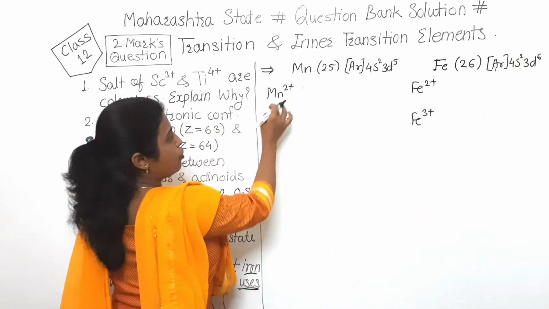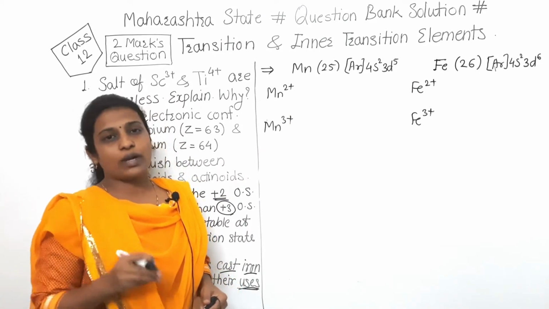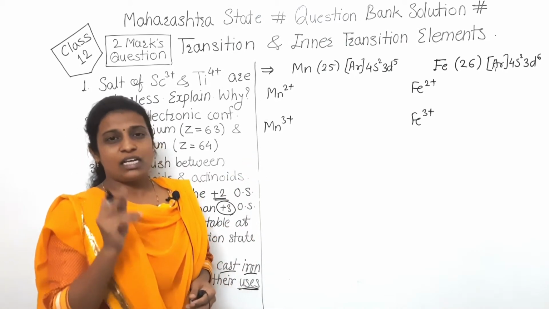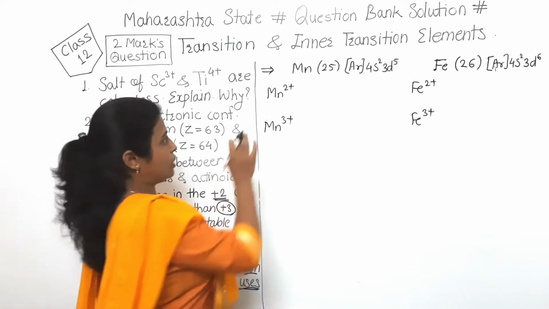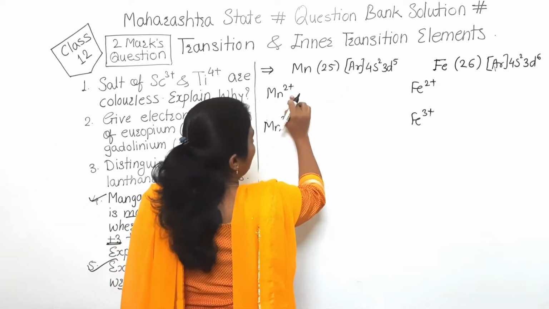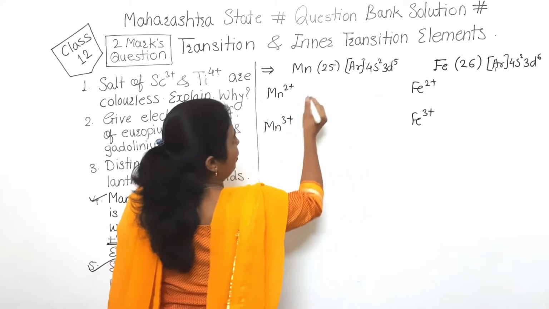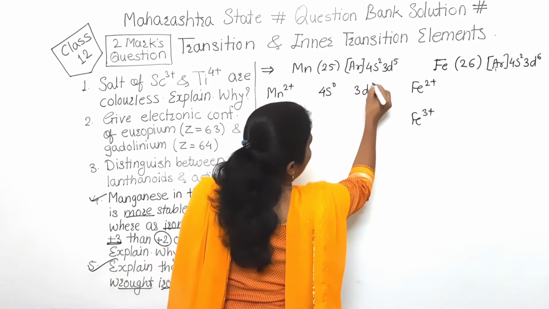Now if we consider the ions, and one thing, if you do not know how to write the electronic configuration for ions, a link will be provided here. Just check that video also, so it will be easy to understand. So Mn2+, its electronic configuration will be argon 4s0 3d5. According to that, I will write here 4s0 3d5.